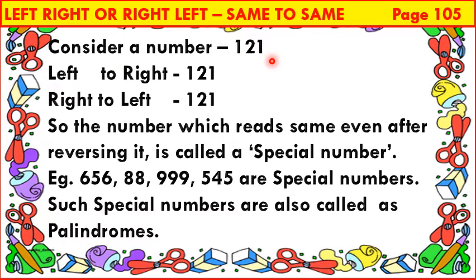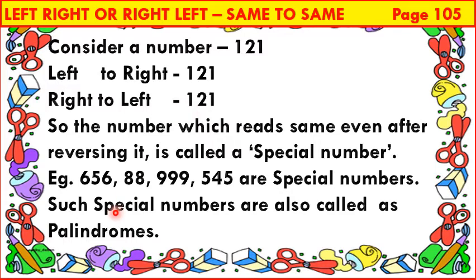121. When we read this number from left to right, we read it as 121. Now suppose we read this number from right to left. Again this number will be read as 121, isn't it? Such numbers which read the same even after reversing are called special numbers.